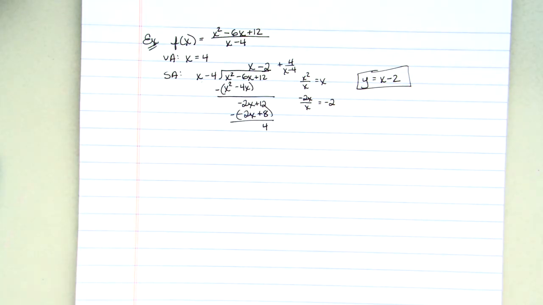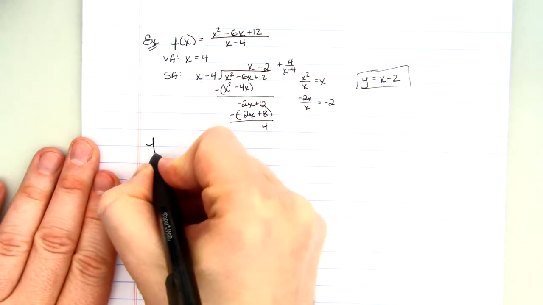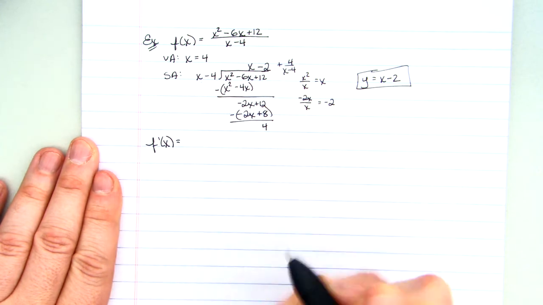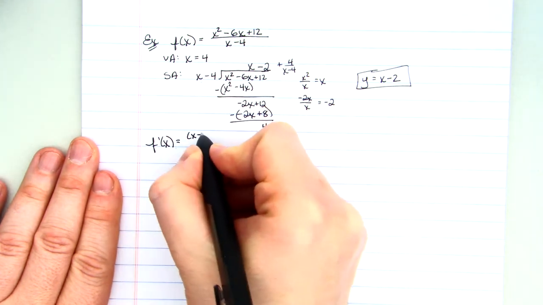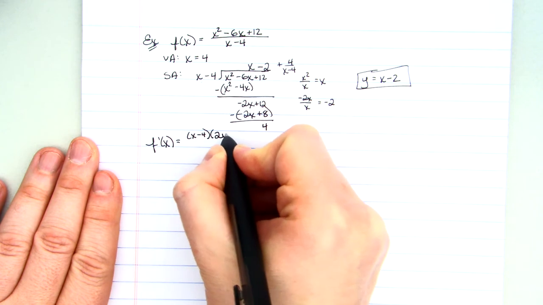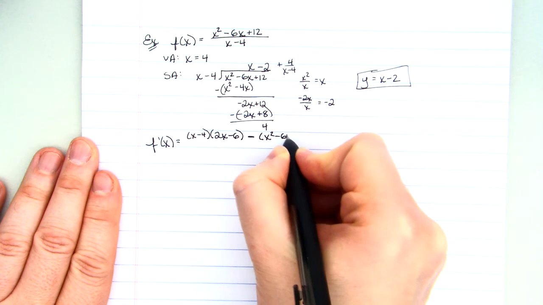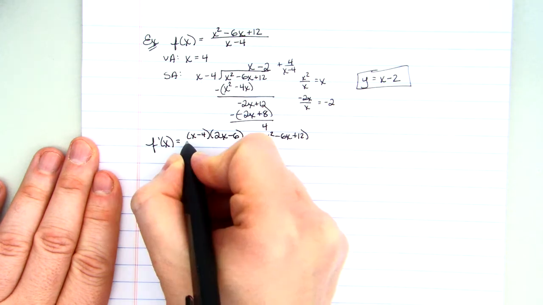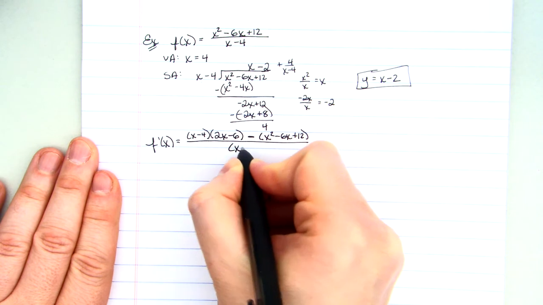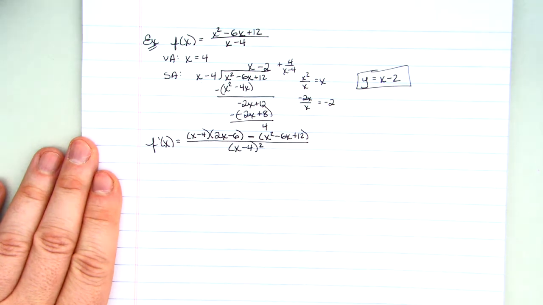I'd like to see if you can go do your first derivative. Find the first derivative, and then press continue. Okay, low, x minus 4, d high, 2x minus 6, minus high, x squared minus 6x plus 12, d low is times 1, that's nice. Draw the line, square below, over x minus 4 squared.